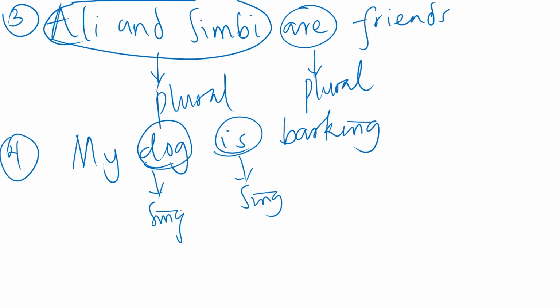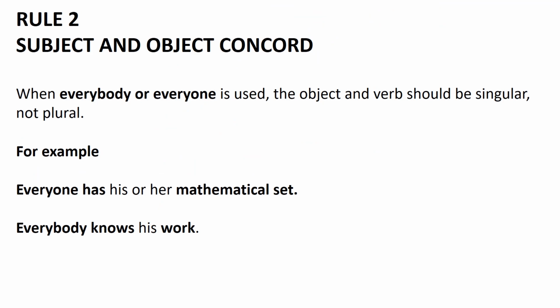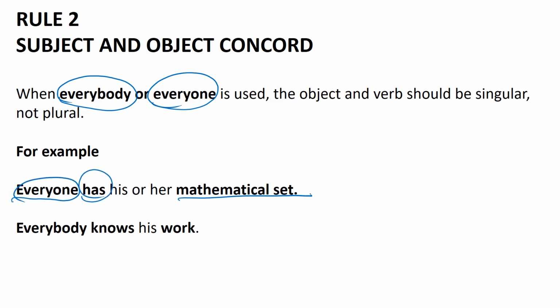Rule number 2 is called the subject and object concord. It says that when everybody and everyone is used, the object and the verb should be singular, not plural. Please underline that. When you see everybody and everyone, just know that the object and the verb must be singular. For example, everyone has his mathematical set, not his mathematical sets. Or everybody knows his work, not his works. Please, let us take that into consideration. So when you see everybody and everyone in any sentence, just know that the verb that will follow must be singular, and the object must be singular as well.